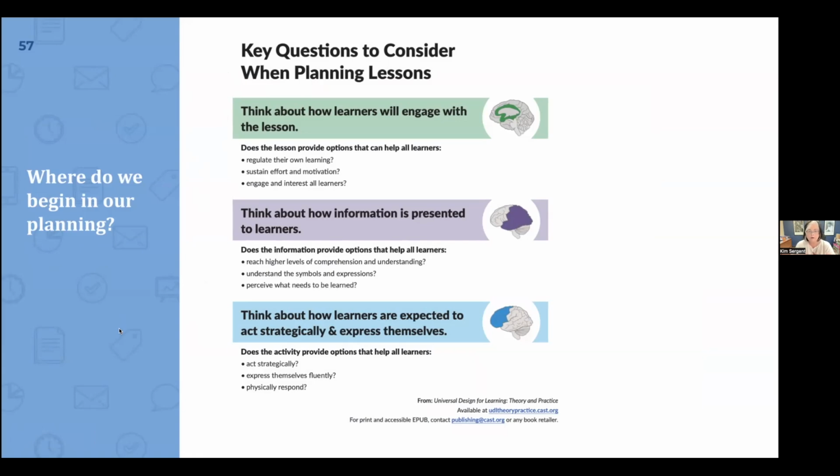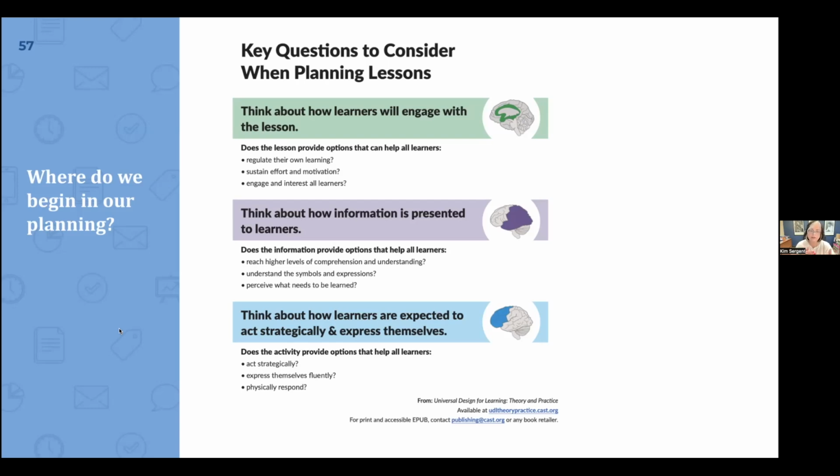So think about how learners will engage in the lesson. For me, does the lesson provide options that will help all learners regulate their own learning? Like I love the example that Stephanie gives. In math, if they're doing addition and subtraction, students are going to look up and say, I like to use the beads, or I like to use the number line. Whatever they use, when you teach those strategies to all students, they choose the one that's going to help them think best, that's going to help them engage in and regulate their learning.